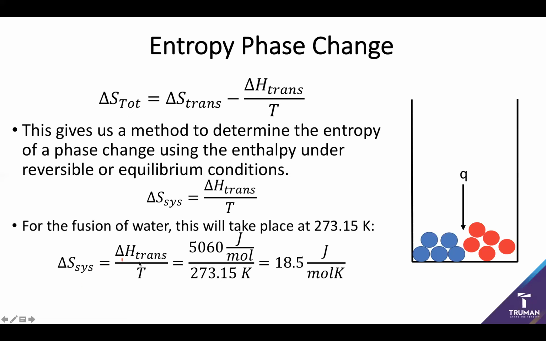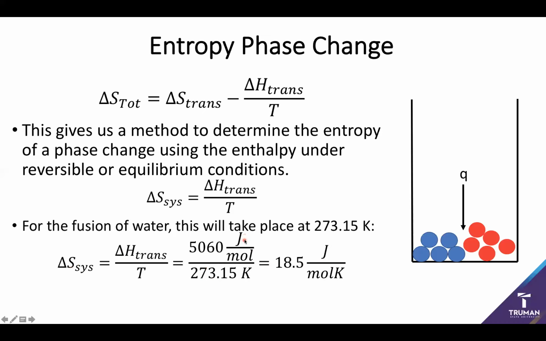So we know that the enthalpy of transition for melting of ice is 5.06 kilojoules per mole. Again, this should make sense. It's a positive value because it takes energy to melt ice. And we know that this reaction becomes favorable at essentially 273 K, which gives us an entropy of the system, or the entropy of the phase change, of 18.5 joules per mole Kelvin. One of the things you should watch out for when going between enthalpies and entropies is the units, as entropies are typically presented in joules per mole Kelvin and enthalpies in kilojoules.